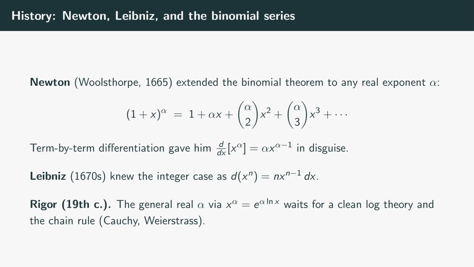Leibniz, working independently, knew the integer exponent case in the form d of x to the n equals n times x to the n minus 1 times dx. The general real case has to wait for the 19th century, when a clean theory of logarithms and a proven chain rule combined to give the slick proof we'll see in episode 8. The rule is older than rigorous calculus.